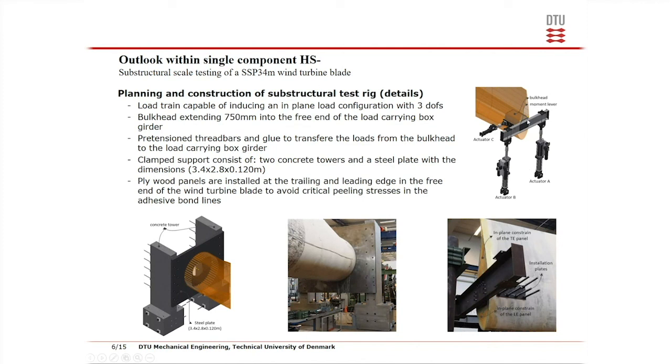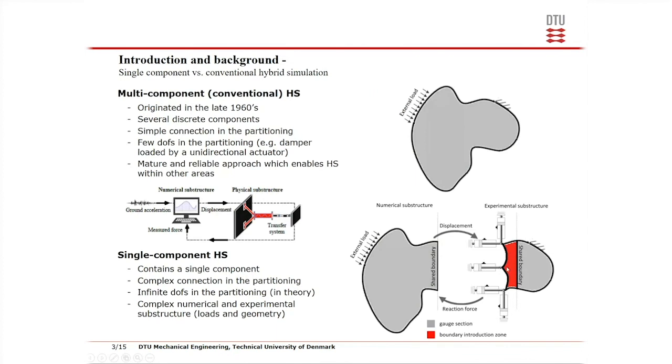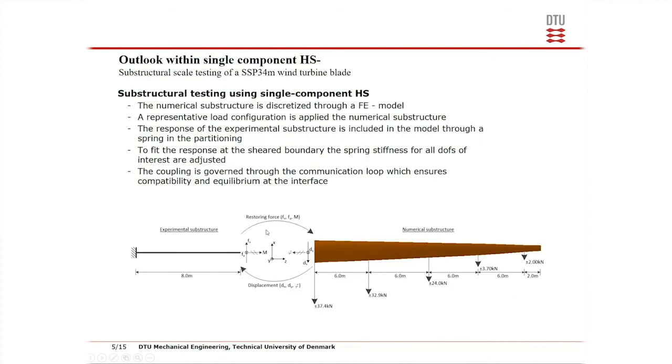And the structure we are looking at is the inner root section of the blade. It's a 15 meter long section. In our case, we are only looking at the first 8 meters, meaning that the remaining part of the experimental substructure is a gate zone. So we need some area to smooth out the stress concentration induced by the load train, which is shown here by the red area. We have this boundary introduction zone. So that's pretty much demonstrated here.